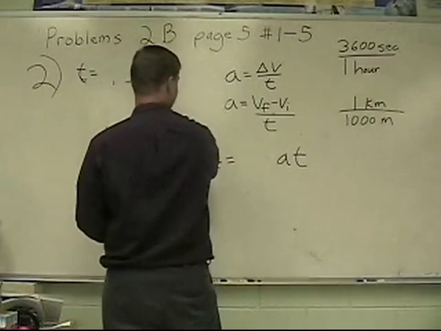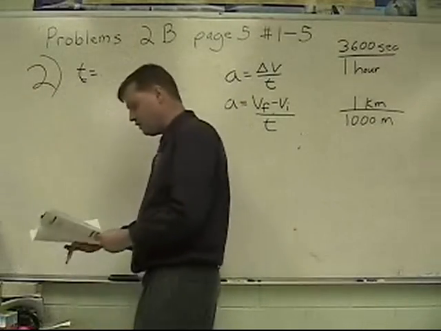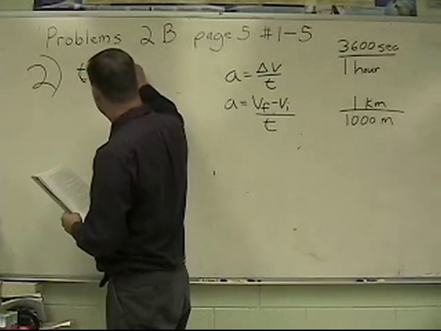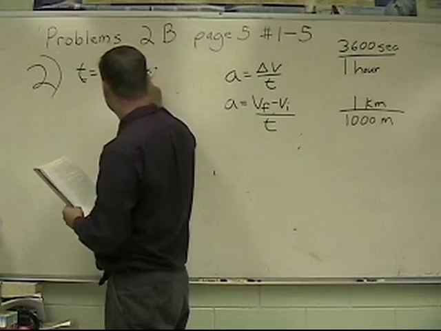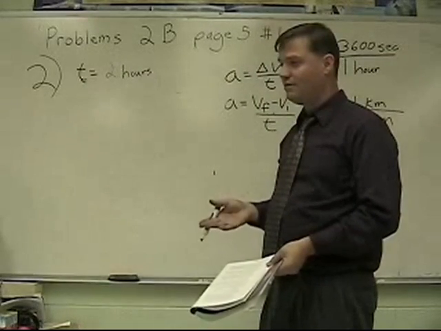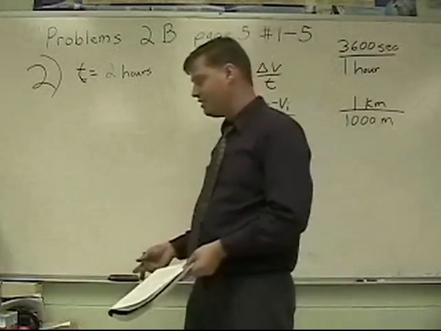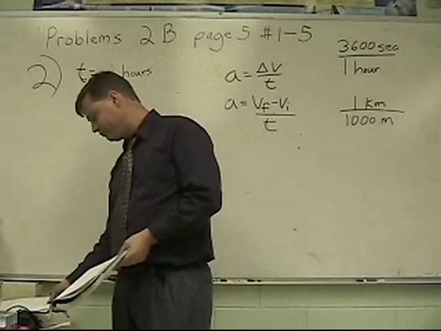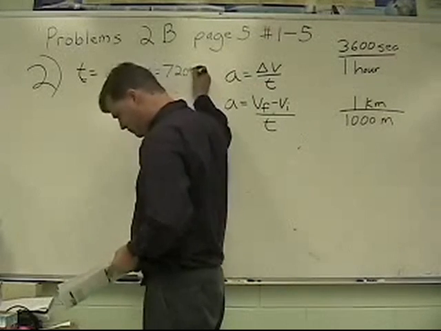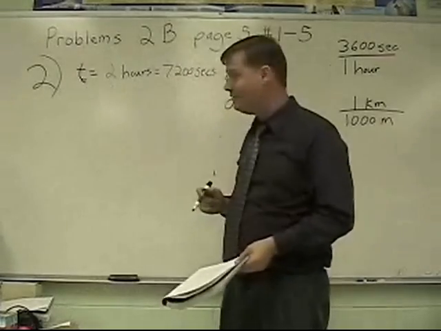I'll erase all this stuff, is we're given a time of 2 hours. And remember that in every hour there's 3,600 seconds. So since you got 2 hours, it's 3,600 times 2, or 7,200 seconds. You're writing that down, I hope.